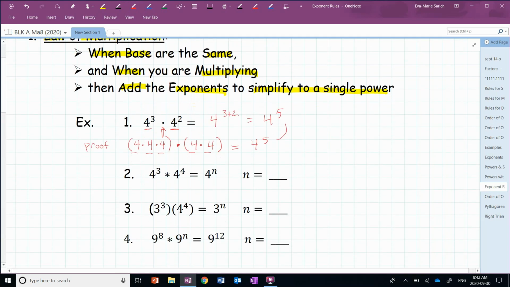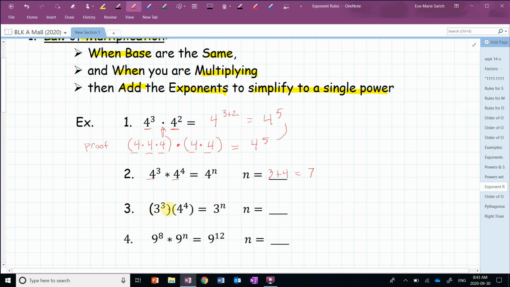Let's go to a second example. Sometimes we see a star that means a multiplication. So again, our bases are the same. We're multiplying, so we're going to add the exponents. So it's going to become 4 to some number. What would that number be? Well, that number comes from 3 plus 4. Sorry, guys. 3 plus 4 equals an exponent of 7, so 4 to the 7th.